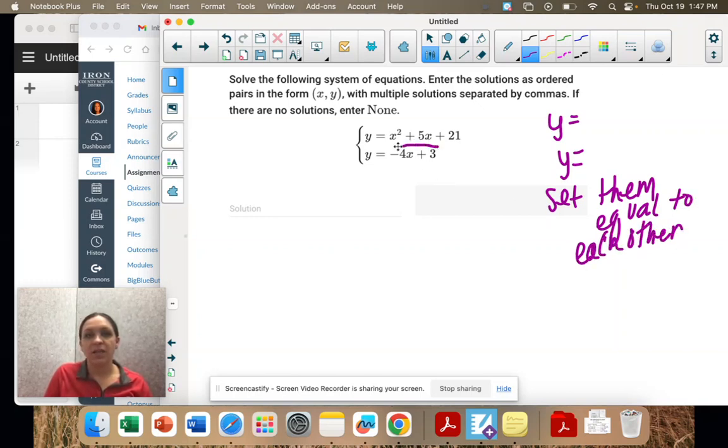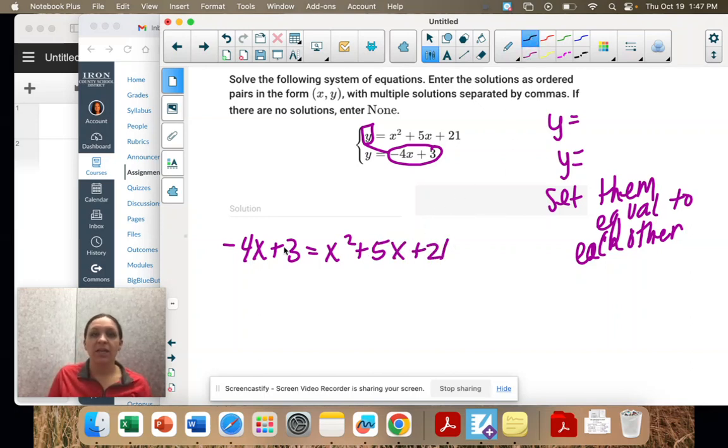So I'm going to take negative 4x minus 3 just because it's smaller and move it up. You could do it the other way. Either way, you're losing the y's and you're putting the two equations next to each other, and that gives me one variable to solve for. I'm only solving for x.